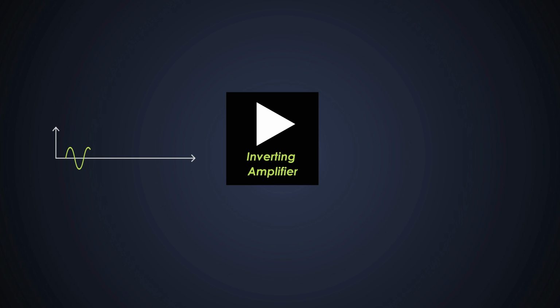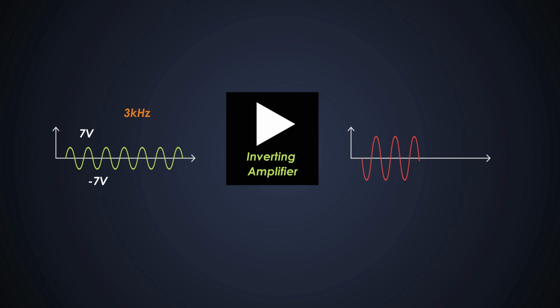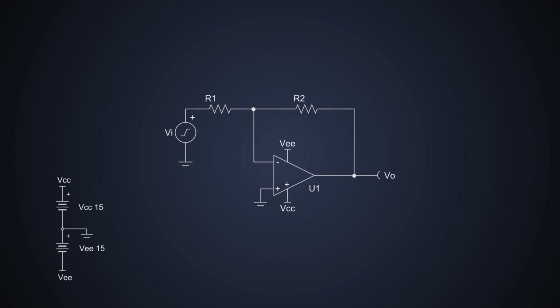Imagine we have a sine wave signal of 7 volts to minus 7 volts with frequency of 3 kHz. Our goal is to amplify it up to plus or minus 14 volts with the same frequency. That means we need a gain of minus 2 volts per volt. Now, this is what an inverting amplifier looks like.